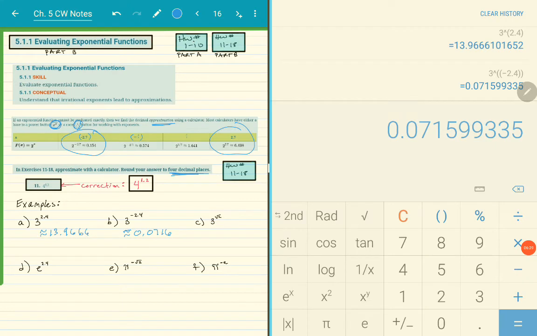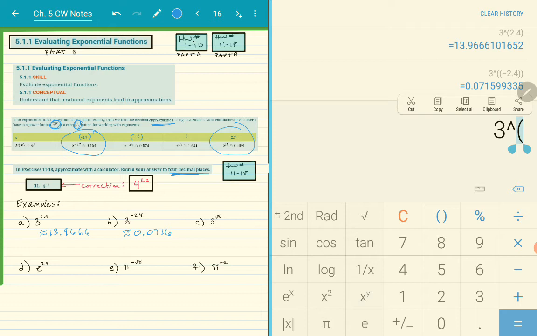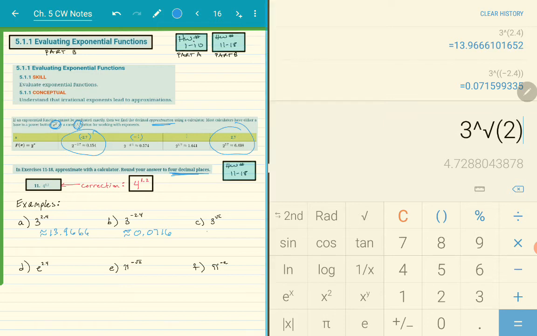All right, this time for C, I'm going to do 3 to the radical 2. So I'll clear that, and I say 3 to the power of, and I need my parenthesis in there. If your calculator doesn't automatically put your parenthesis in, make sure you put a parenthesis in there. And you do square root of 2. Actually, your parentheses are actually assumed because the square root sign is also a grouping symbol. So I'm going to still use my parenthesis, and I get 4.7288. My fifth digit is a 0, so I'm going to cut that off.